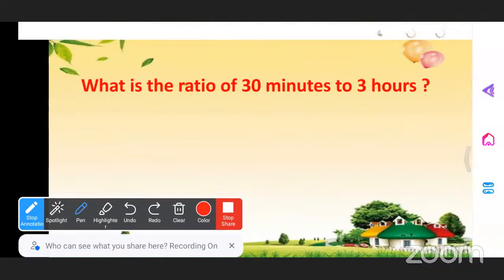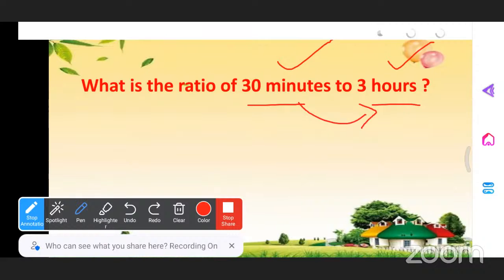Here the given units are same, Kana? No, ma'am. Okay, Kana, very good. Given units are not same because 30 minutes to 3 hours. Yes, ma'am. Okay, Kana. Here we move into the same units first step.